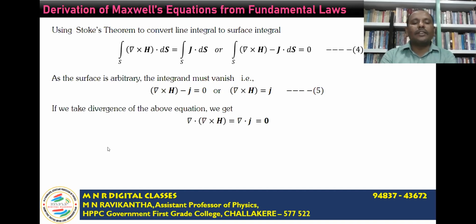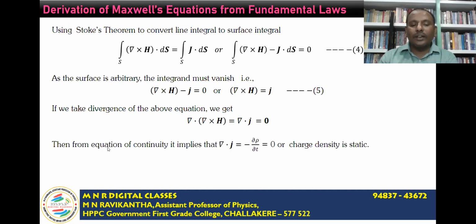If we take the divergence of the above equation, we get del dot del cross H is equal to del dot J, which is equal to 0. This is because the divergence of curl of any vector field must be equal to 0. Using the vector identity, the LHS is equal to 0 and hence del dot J must be equal to 0. But this is inconsistent with the equation of continuity.